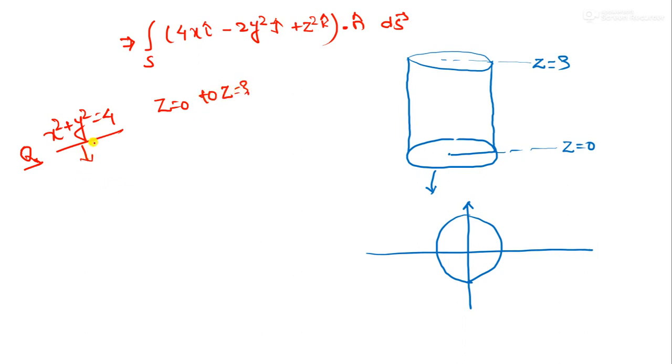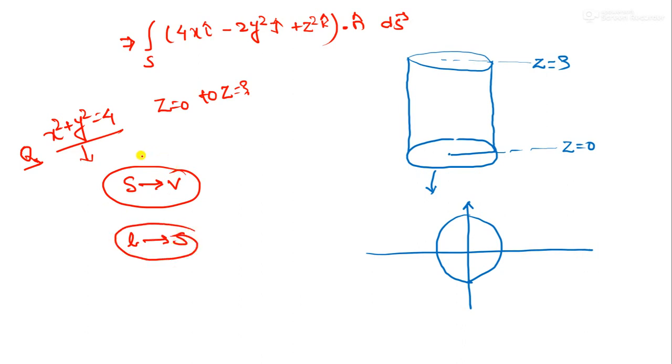Now on evaluating this, we will have to find the limits. In the Gauss divergence theorem, you need not remember everything. Just remember that in Gauss divergence theorem we move from surface to volume, and in Stokes theorem we move from line integral to surface integral. As the name suggests, in Gauss divergence theorem we have to find the divergence of that vector field.